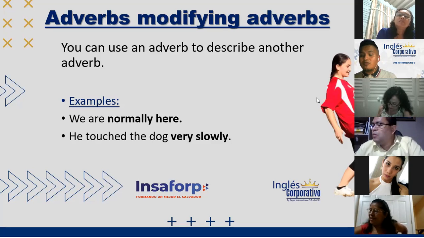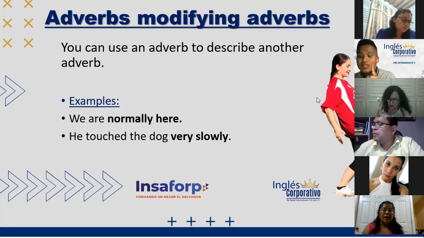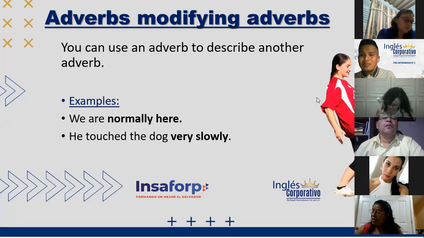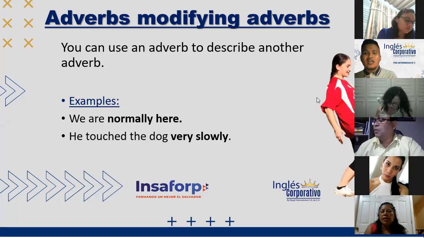O podemos utilizar lo mismo que Sandra Araceli nos preguntó hace un rato, que dijo, to what degree? To what degree did he touch the dog? ¿Hasta qué grado o de qué manera lo tocó? Very slowly. Si se fijan la pregunta, how? If you notice the question, how? The question, to what degree? They are pretty much the same thing.